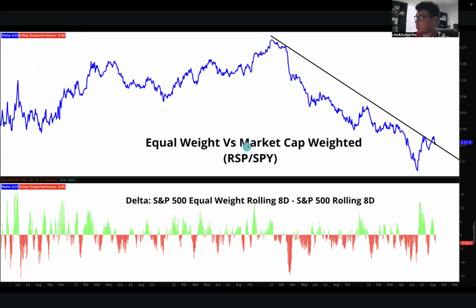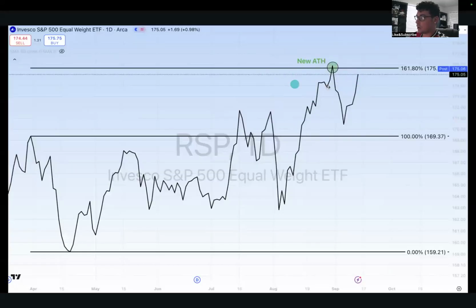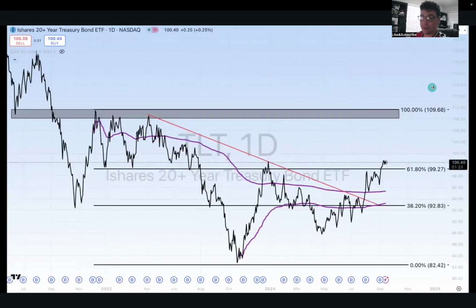We'll talk about the equal weight versus market cap weighted S&P 500. We'll break this down and go over how we just saw new all-time highs in the equal weight S&P 500 not too long ago, and how we're quickly approaching those levels here again. And of course, we'll break down TLT and go over a few of my favorite TLT charts.